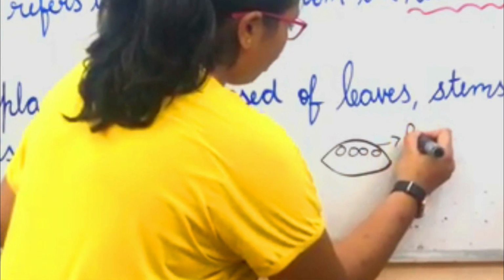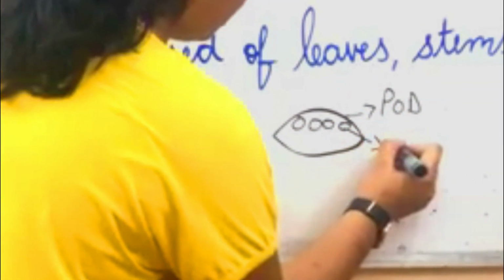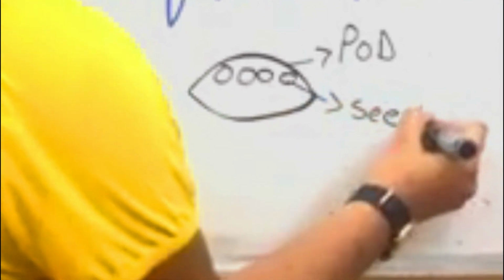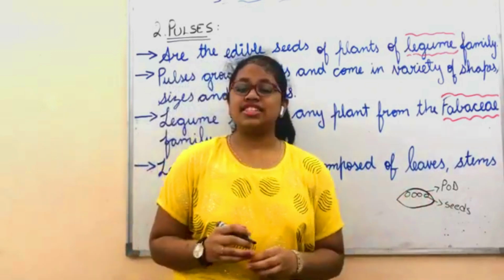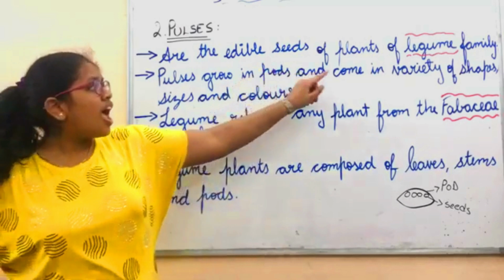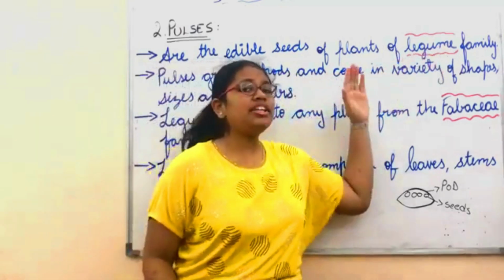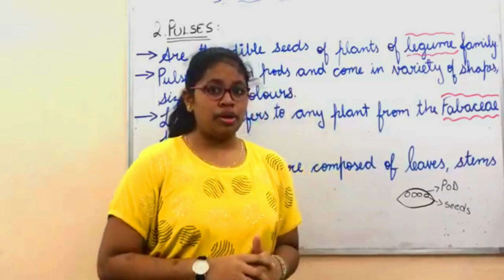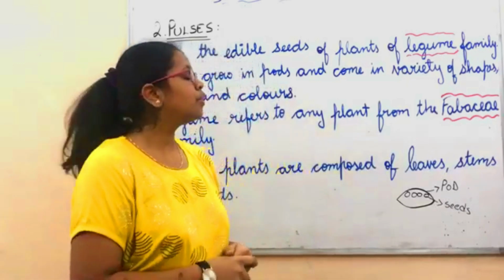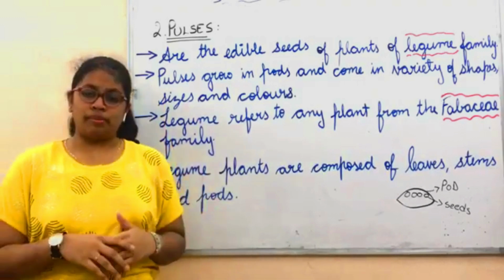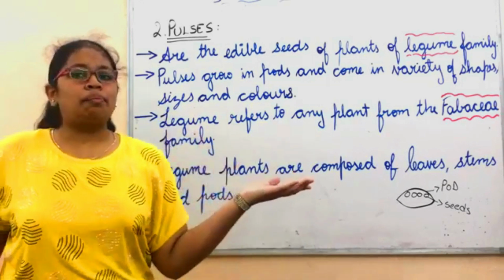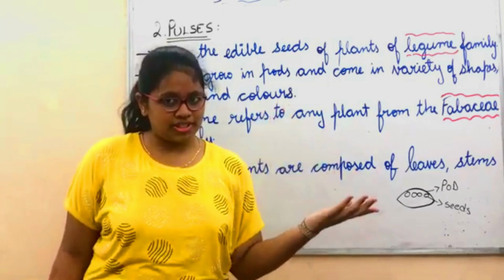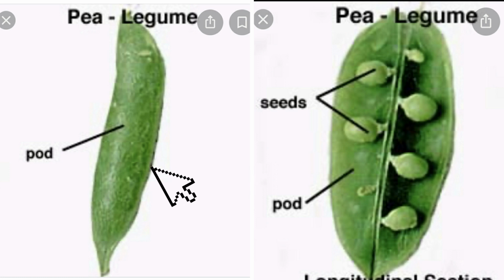This is the open pod, and these are the seeds inside the pod. Legume: the way to pronounce the word is legume, but not legume, okay? Pulses usually grow in pods and come in a variety of colors, shapes, and sizes. Look at the picture of the pod and the pulse. This is the pod, and these are the pulses inside the pod.